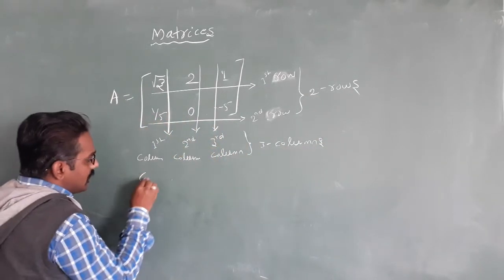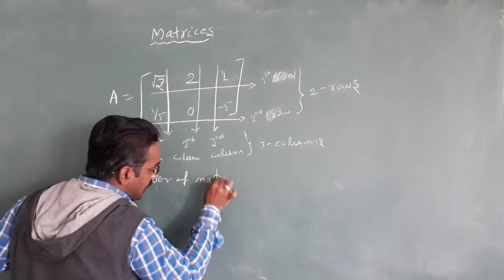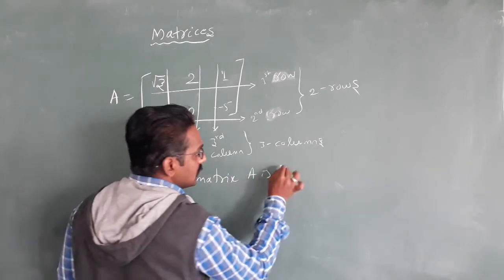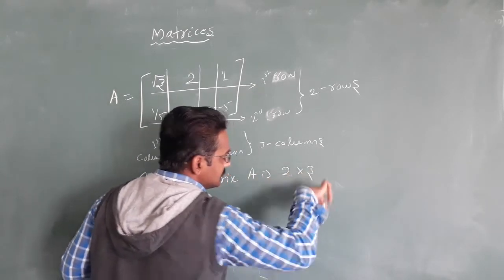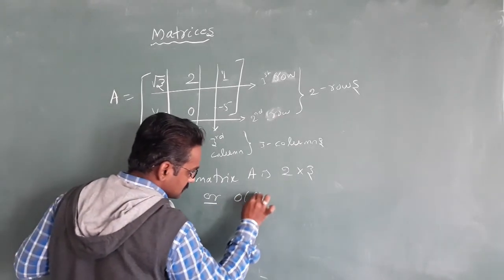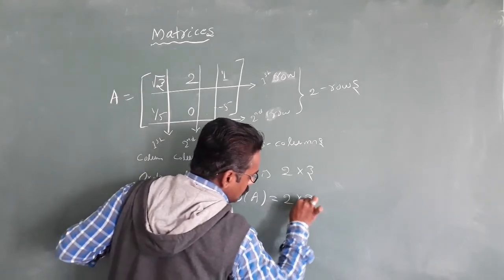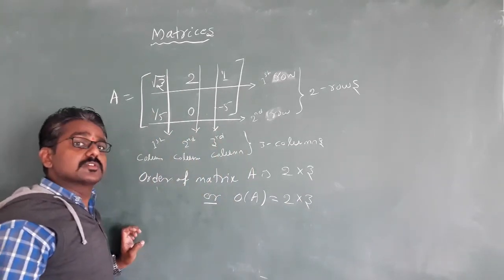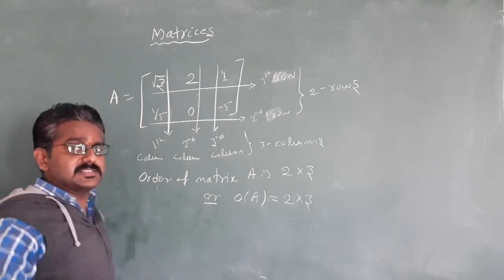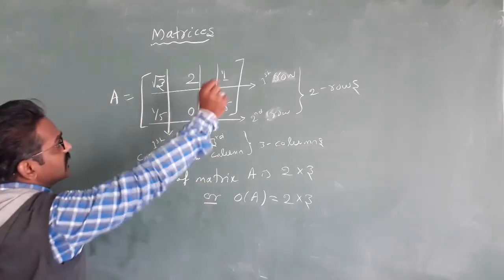So the order of matrix A is 2 by 3, or you may write it as order of A is 2 by 3, or 2 cross 3 matrix. Okay. Why do we need the general representation of the matrix? We will say that. Observe the elements.